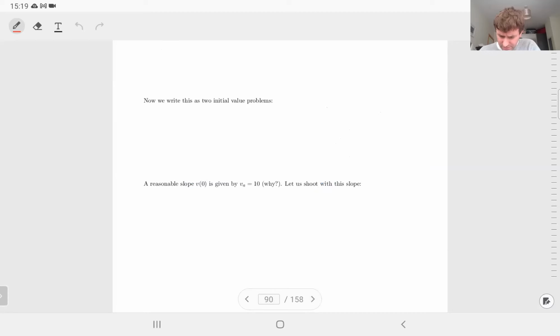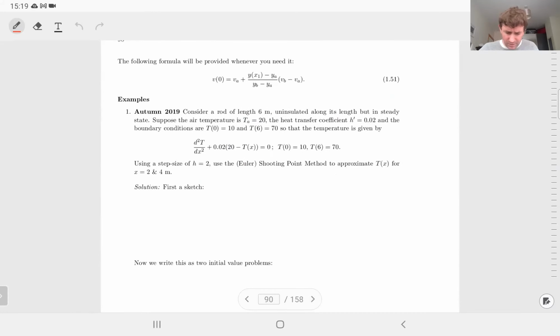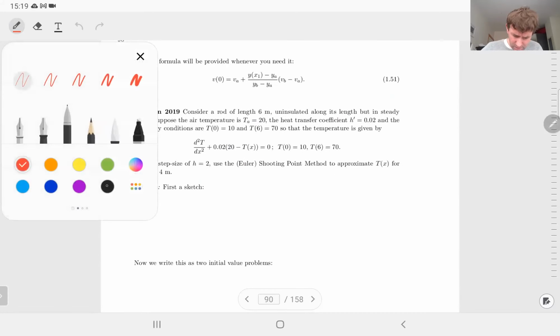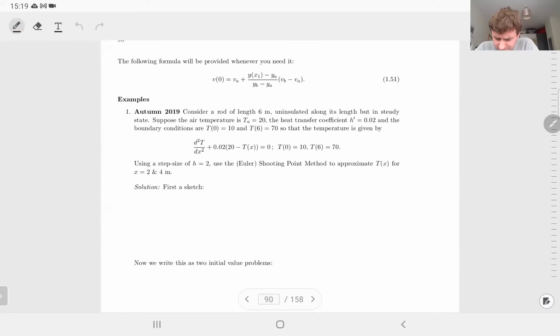Okay, so I think we'll do an exam question. So consider a rod of length 6 meters. Uninsulated along its length, so there's heat transfer between the rod and the air, but in steady state, okay?